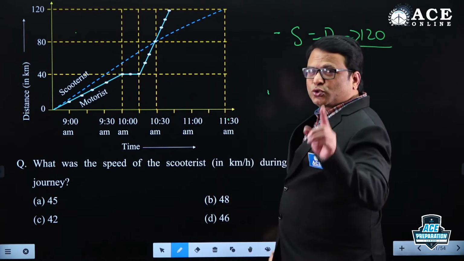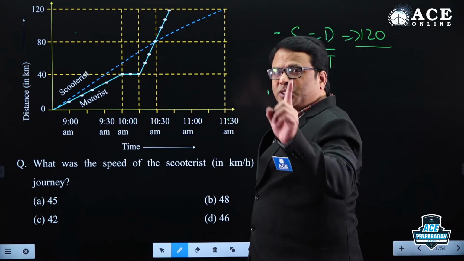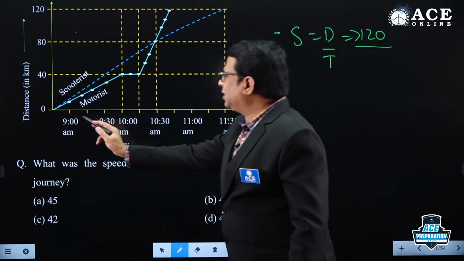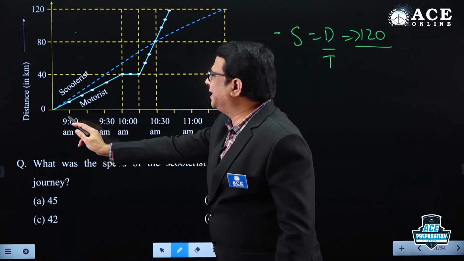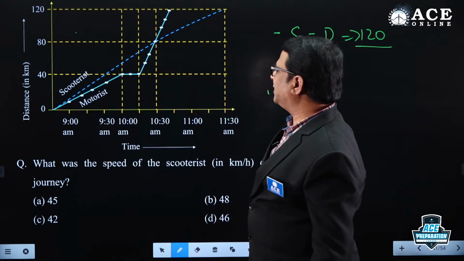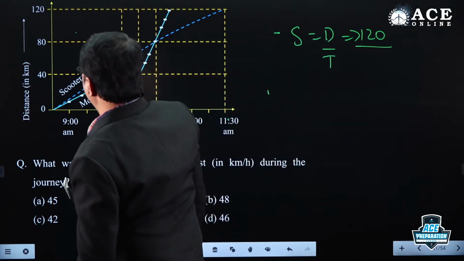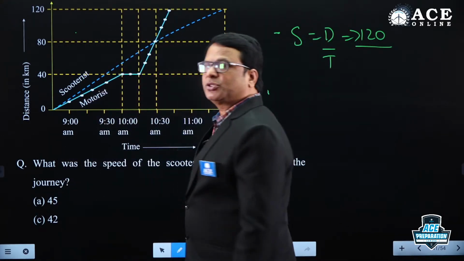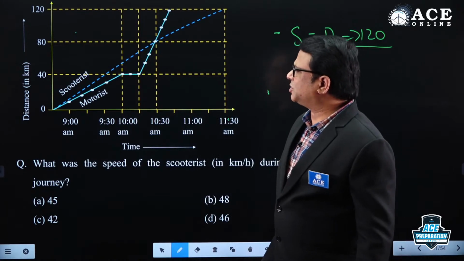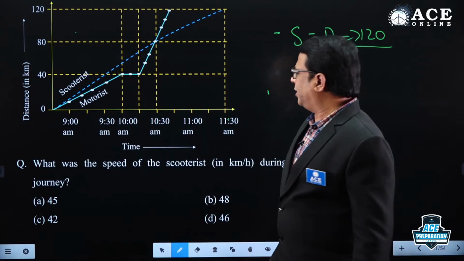That means the scooterist is reaching the destination at 11:30 and is starting at what time? Is starting at 9 a.m. Okay. It's the diagram. So 2.5 hours time is taken.